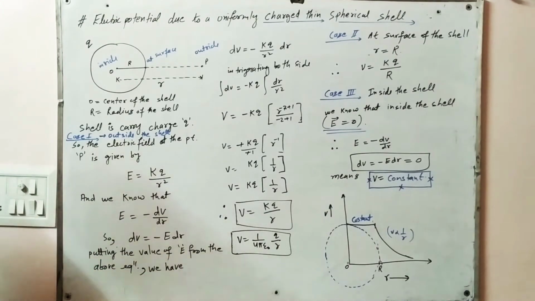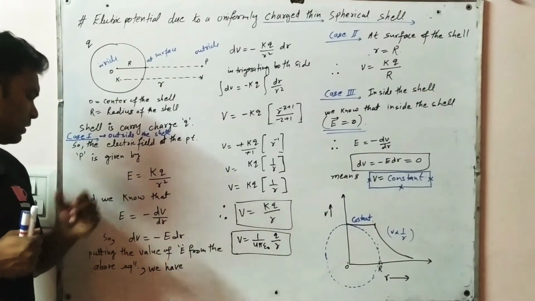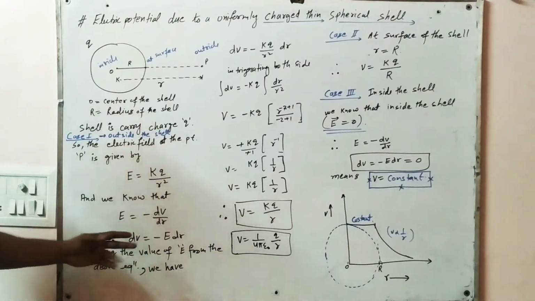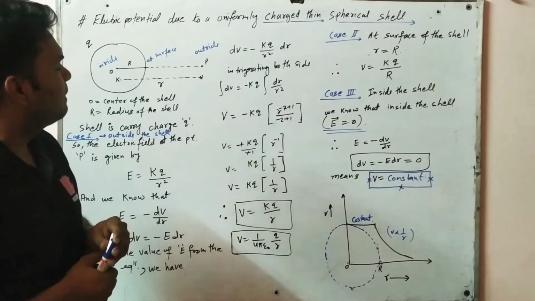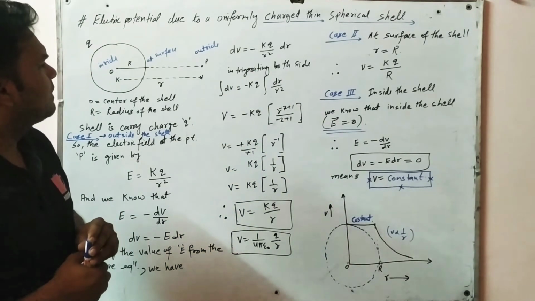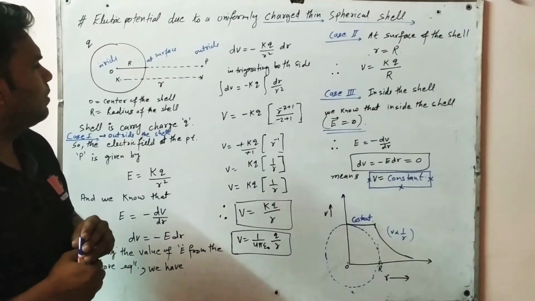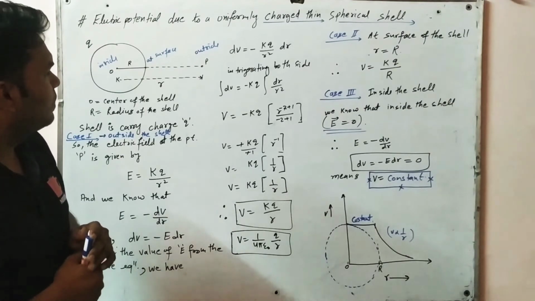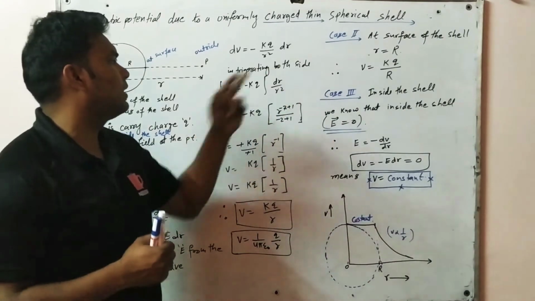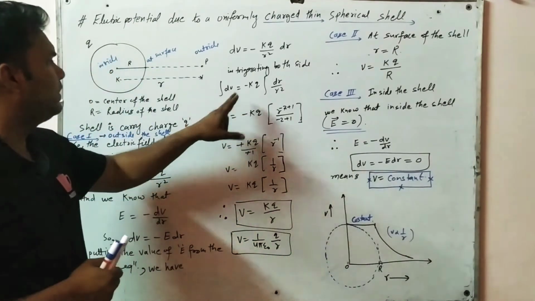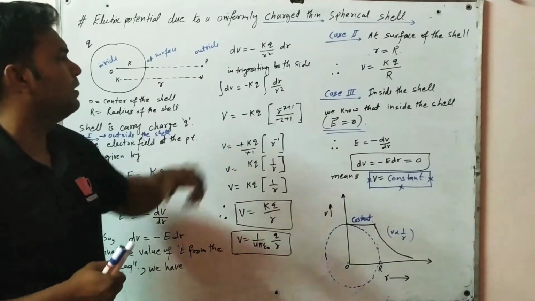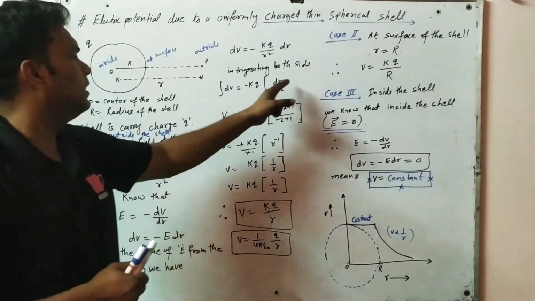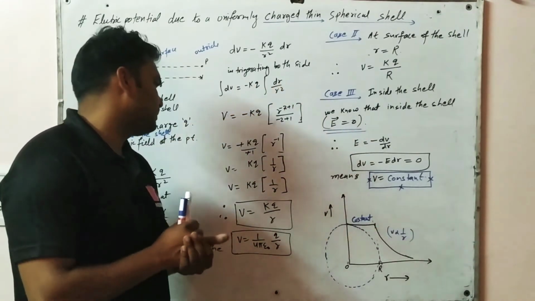Now we are putting the value of the electric field from the above equation into this. Then we have dV is equal to minus kq upon r square dr. What is k here? k is 1 upon 4 pi epsilon naught. Now integrating both sides, we have integration dV is equal to minus kq, because it is not depending upon dr, so it comes out, integration dr upon r square.